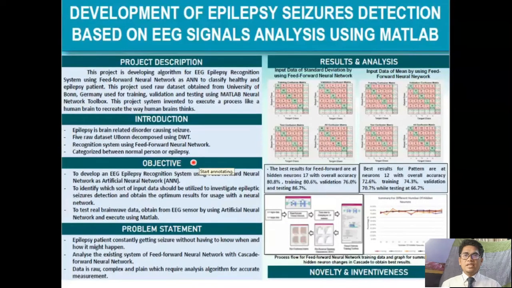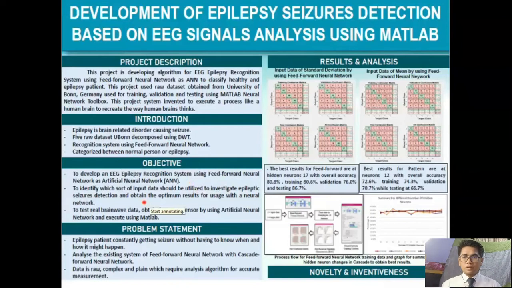Next, the objectives of this project. Firstly, to develop an EEG epilepsy recognition system using a feed-forward neural network as an artificial neural network (ANN). The recognition system is developed by using EEG data from the University of Bonn. Secondly, to identify which sort of input data should be utilized to investigate epileptic seizure detection and obtain the optimum result for usage with the neural network.